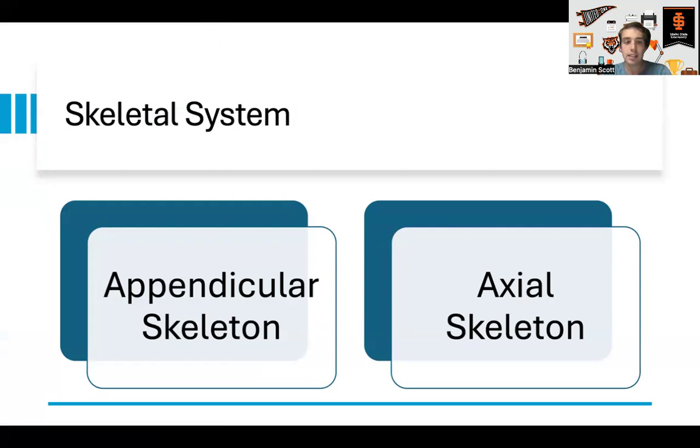So this week, looking at the skeletal system, it is broken down into two main parts: the appendicular skeleton and the axial skeleton. The axial skeleton is your skull, the spine, and the rib cage, while the appendicular skeleton is all the bones connected to your appendages. So that's your legs and your arms. Any bone that's involved with the movement of those or part of the structure of those parts is part of the appendicular skeleton.